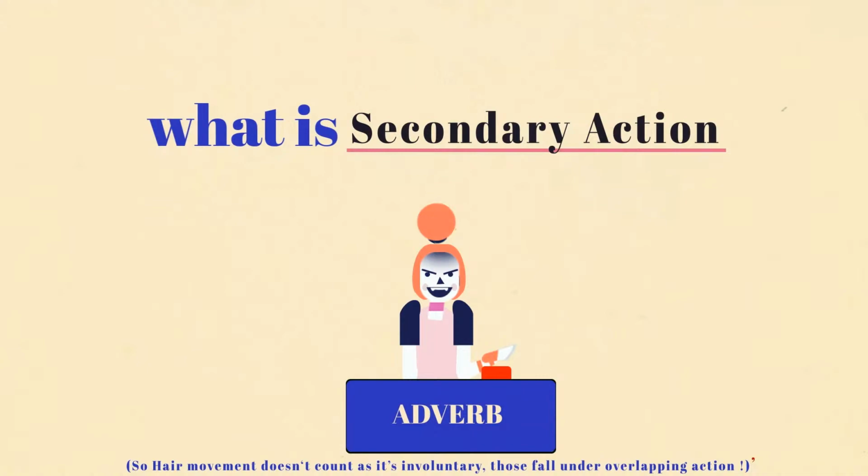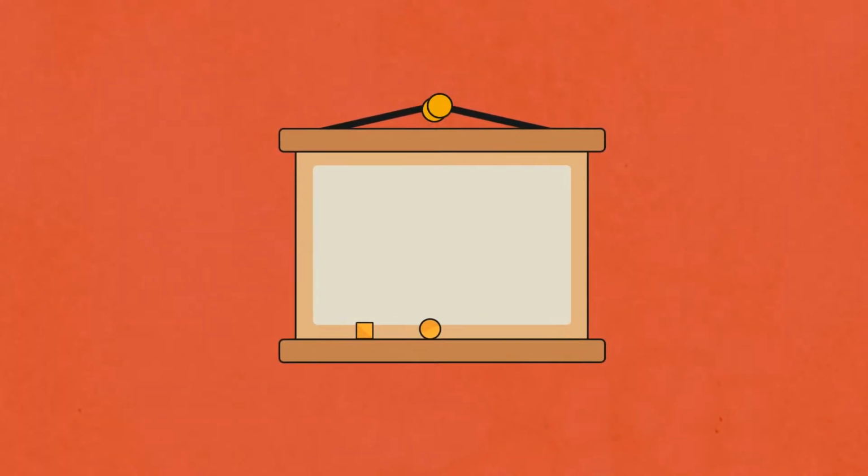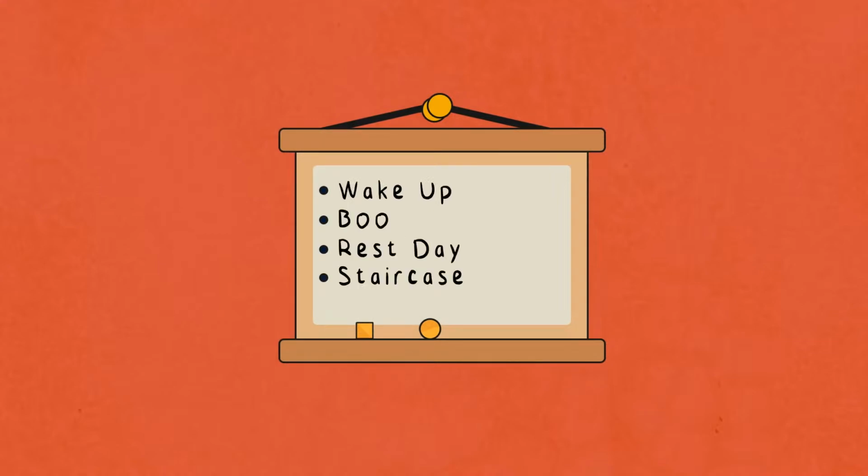Okay, so we get what primary action is and we get what secondary action is. But that means you've got mini games. So we've got Make Wake Up, Boo, Rest Day, Staircase, and Pizza Boy. This is your time to go and download the files.